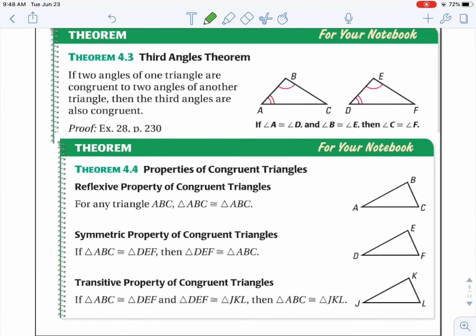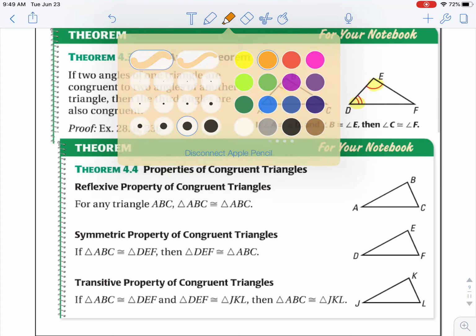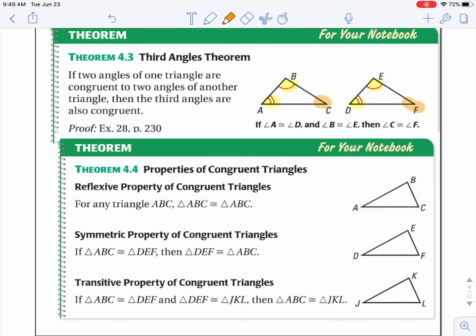So we have a couple more theorems to talk about. One is the third angles theorem, and this one's kind of obvious, I think, as well, because it says if two angles of one triangle are congruent to two angles of another triangle, then the third angles also have to be congruent. If you think about that, if A plus B, if those two are congruent, then their sum of A plus B and D and E are going to be the same value. And since all three angles need to add up to 180, that makes C and F also congruent to each other. So that's the third angles theorem.